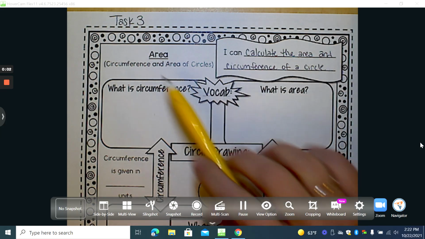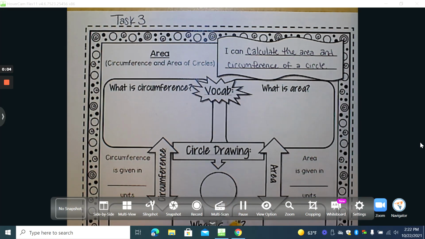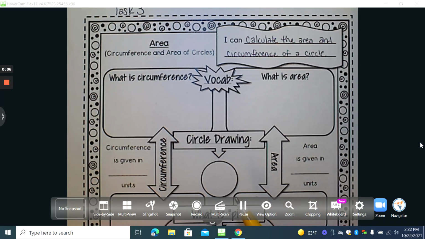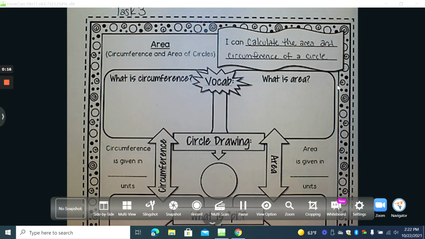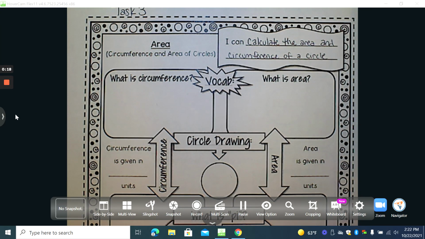All right, welcome to task 3. We are focused on circles today, specifically the area and the circumference. So there's going to be a little bit of vocab here at the beginning, so just bear with me and copy some stuff down. But essentially, calculating the circumference and the area, we're going to need to know this vocab.